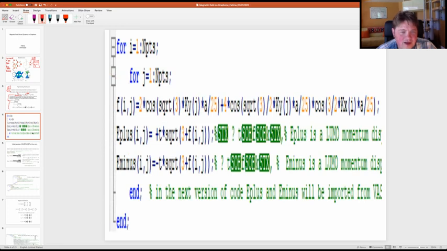I expanded it a little so maybe it is better visible. So this is the part of the MATLAB code used for calculating the band structure in panel C in the second slide.